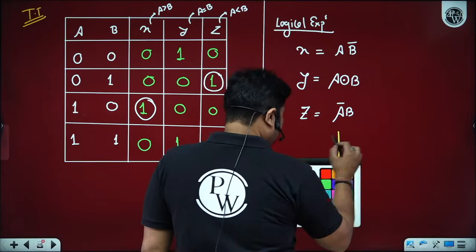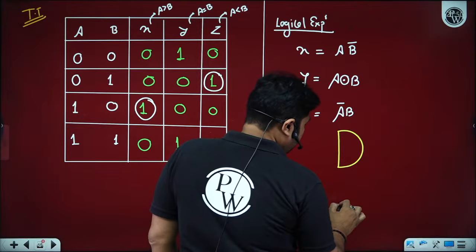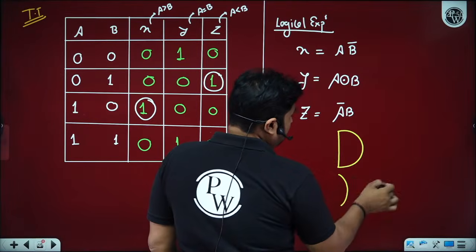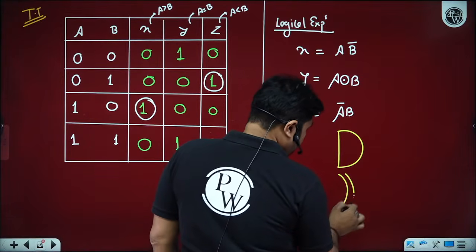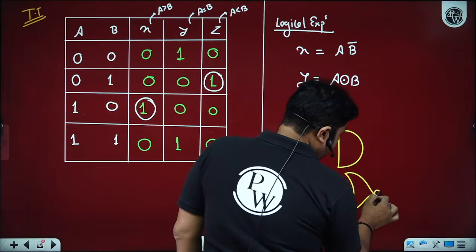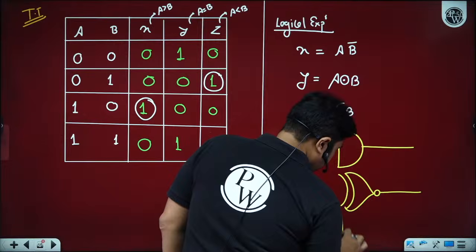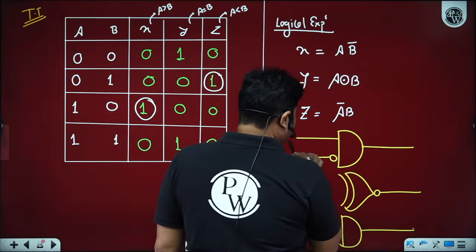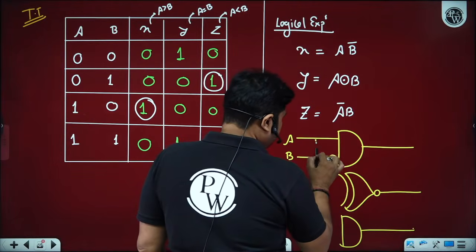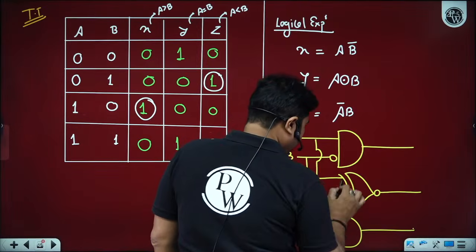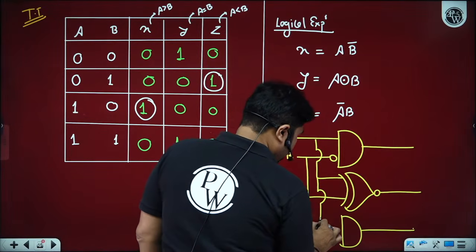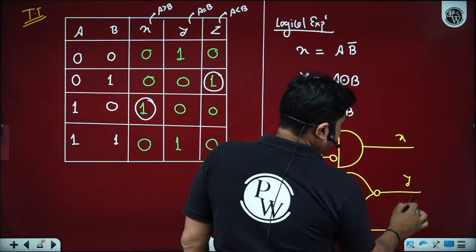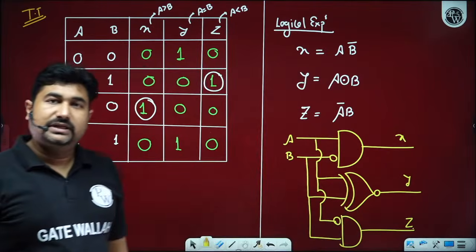We have A bar B, A B bar and XNOR. So either you can utilize this result to find XNOR or you can create XNOR alone. So let me create a XNOR, and A B bar, and we have A XNOR B, and we have A bar B. So X, Y and Z. This is your desired combinational circuit.